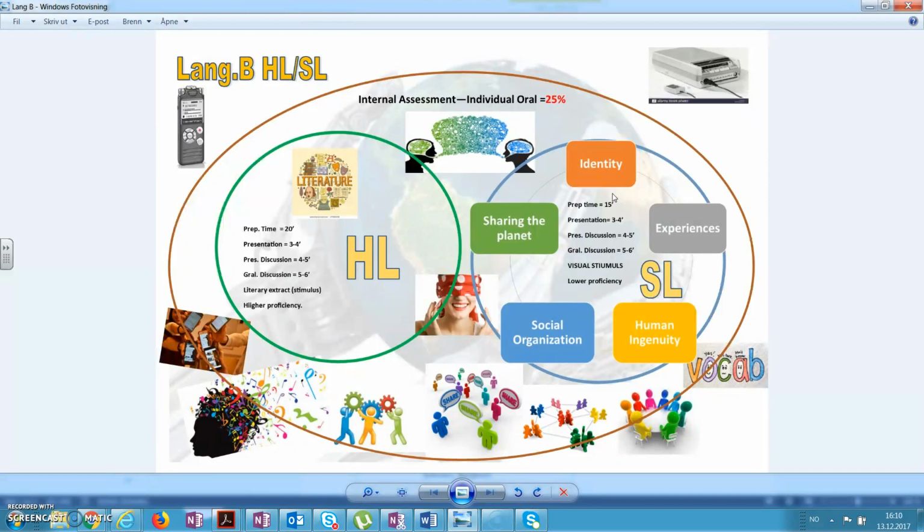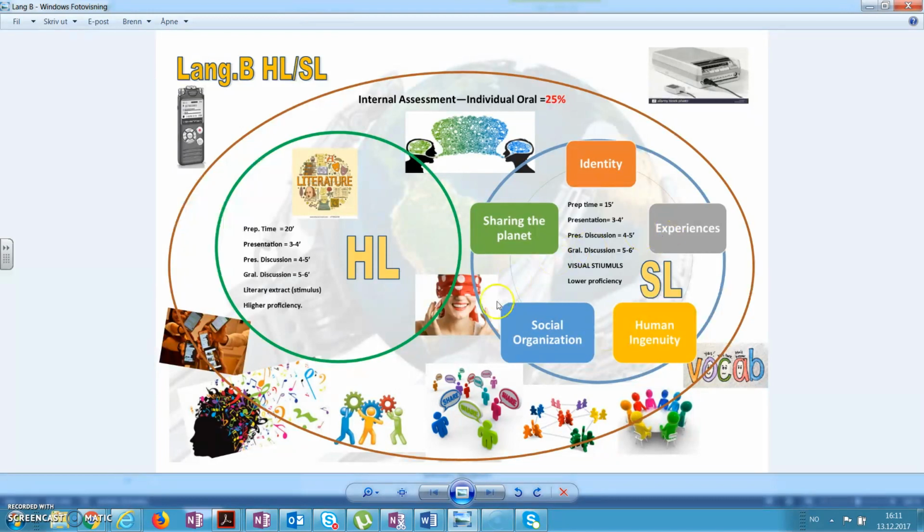Then we have 3 moments during this oral. The first one is the description, which is 3 to 4 minutes. Second, the discussion, 4 to 5 minutes, and the general discussion, 5 to 6 minutes. Now, these 3 parts are going to be linked to the assessment criteria, which we'll see in a few more minutes.